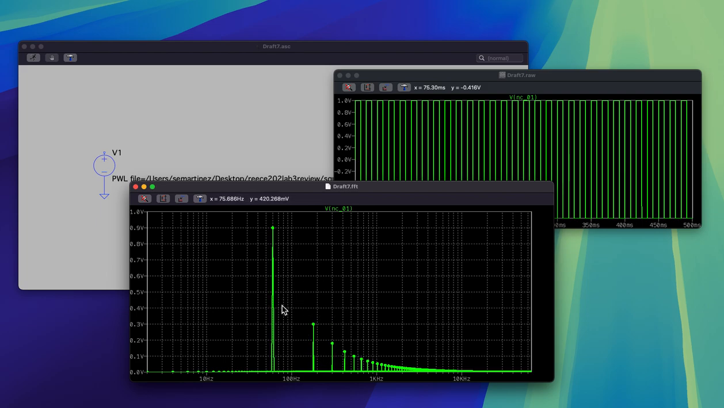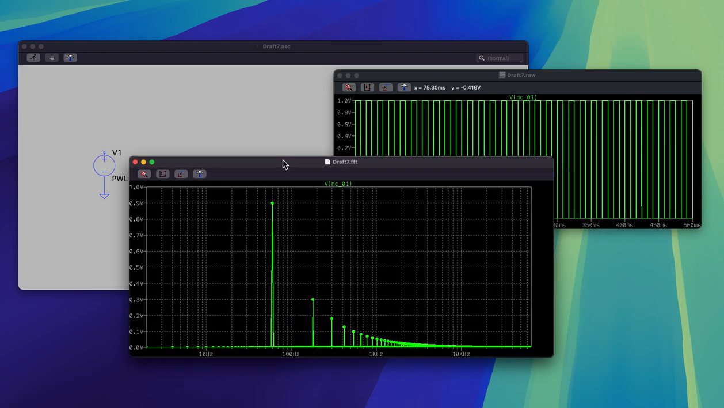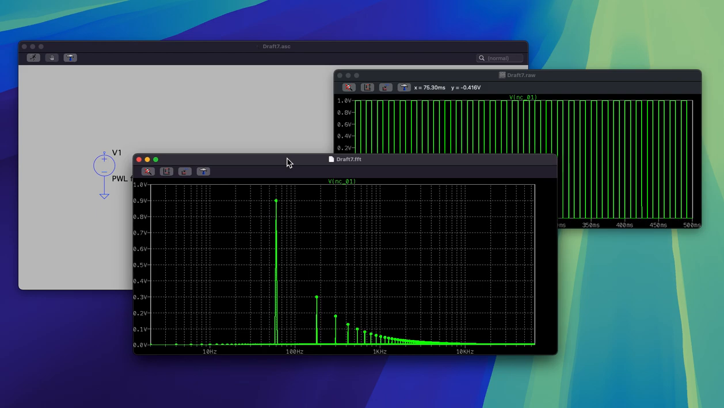So there are multiples of the fundamental, and the amplitude has a relationship also, but that doesn't matter for this case. You're going to study that in a power electronics class. For now, you need to identify what is the magnitude of this fundamental and the magnitude and frequency of the harmonics related to the signal.